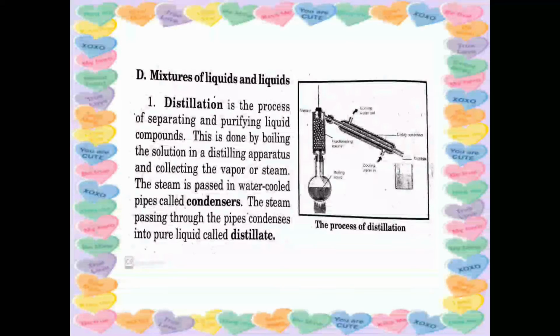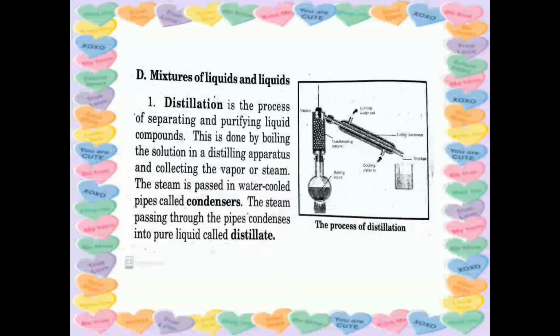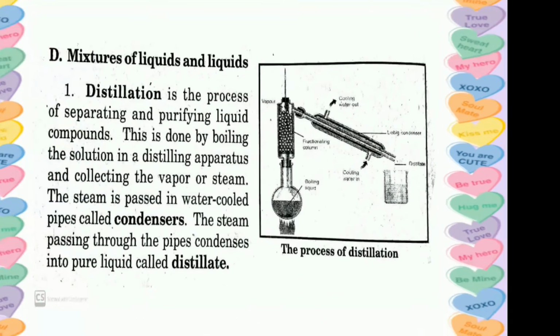Letter D naman tayo, mixtures of liquids. So, distillation tayo. So, it's the process of separating and purifying liquid compounds. This is done by boiling the solution in a distilling apparatus and collecting the vapor or steam. The steam is passed through water-cooled pipes called condensers. The steam passes through pipes, condenses into pure liquid called distillate. So, yan, the process of distillation.